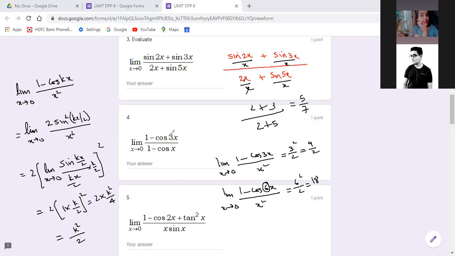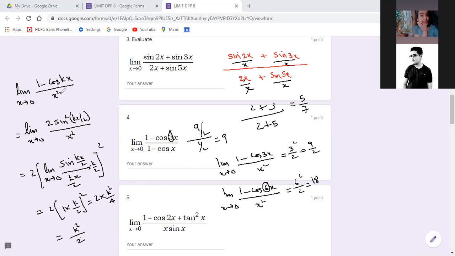Did you understand the idea? So what will be the answer for this? 9 upon 2. What will be the answer for this? 1 upon 2. The answer is 9 upon 2, I missed the square actually. So, understood? This is how you can mentally calculate.